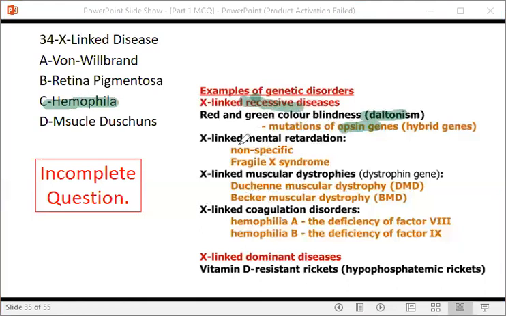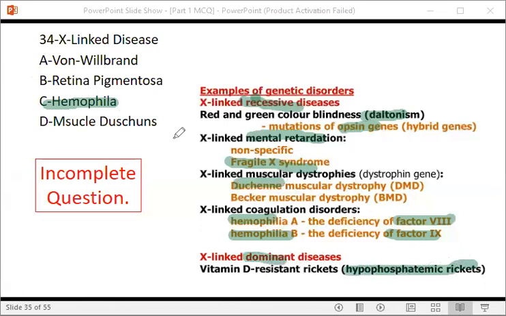تمام. X-linked مع mental retardation. عندنا اهم واحد الفراجايل X مع mental retardation وهذا MCQ الثالث هنا. تمام. X-linked مع muscular dystrophy هذا دوتشين وبكر طبعا يجي لكن less commonly لكن دوتشين ميلي وهذا الـMCQ الرابع. X-linked coagulation it's the hemophilia A and B and A is deficiency of factor 8 and B factor 9. طيب لما نتكلم على X-linked dominant اللي هي hypophosphatemic rickets أو vitamin D resistant rickets.